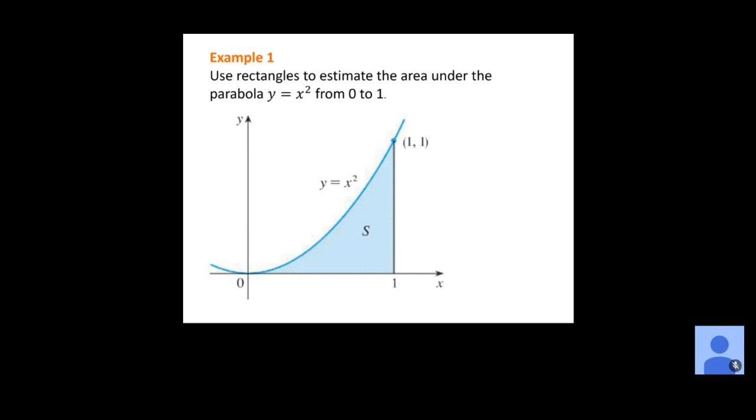Now, it tells us we're going to use rectangles to do that. In this case, I'm going to tell you how many rectangles we want to use. It'll be the same case in the homework. They'll tell you how many rectangles to use to approximate. So we want to use 4 rectangles. I'm going to let that be my N value for this one.